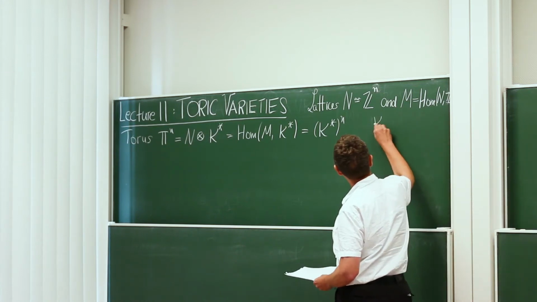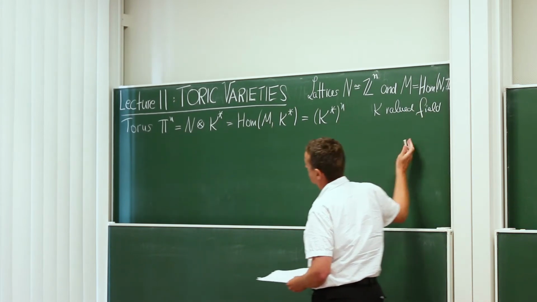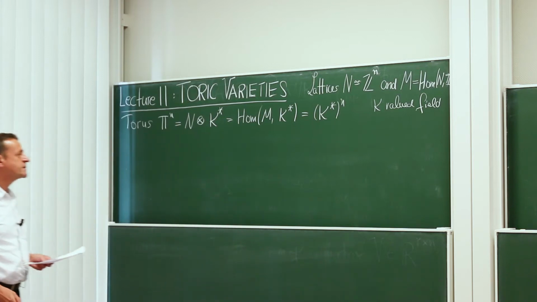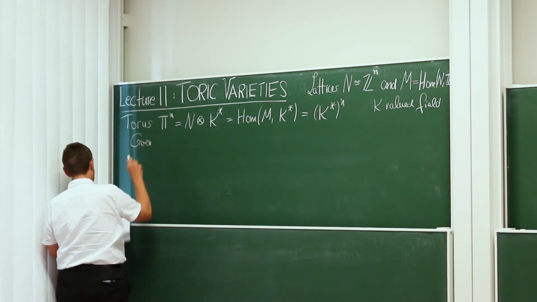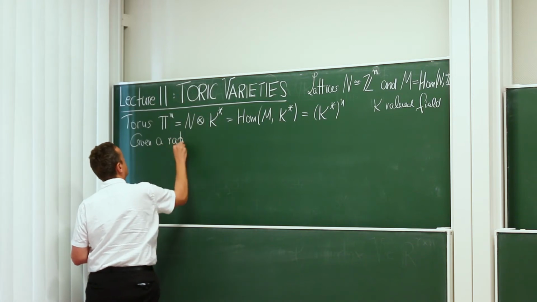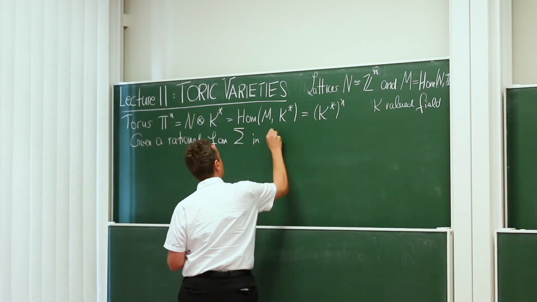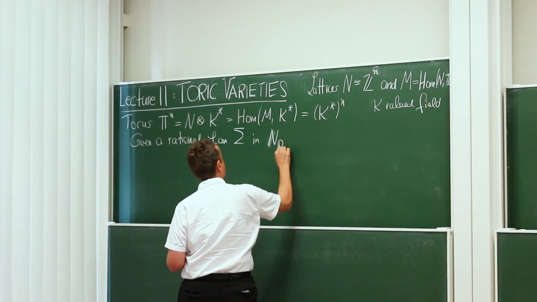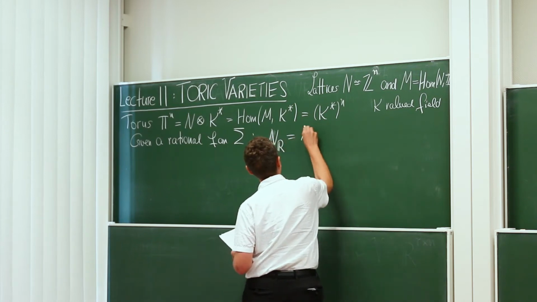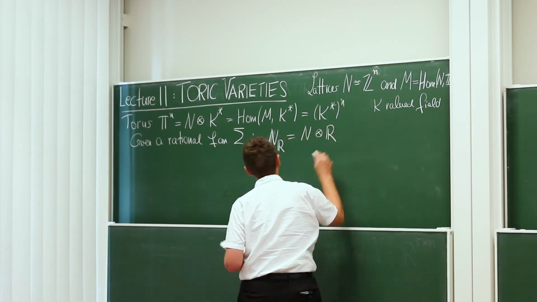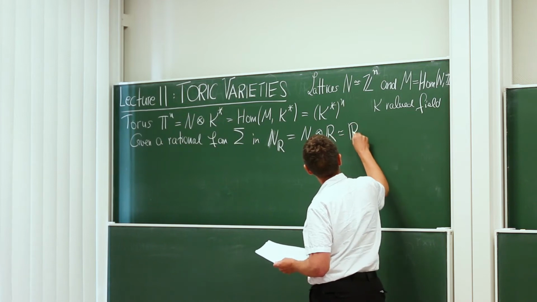K throughout will be a valued field. I'm not going to say much about this, but the usual hypotheses are appropriate, so K is a field with valuation. Now the data that defines an abstract toric variety is a rational polyhedral fan, sigma, in the real vector space N_R. So this is the real vector space spanned by the lattice N. In this notation, we can write this as N tensor R. Same again, tensor product of two abelian groups. And in the usual coordinate sense, this is R to the n.